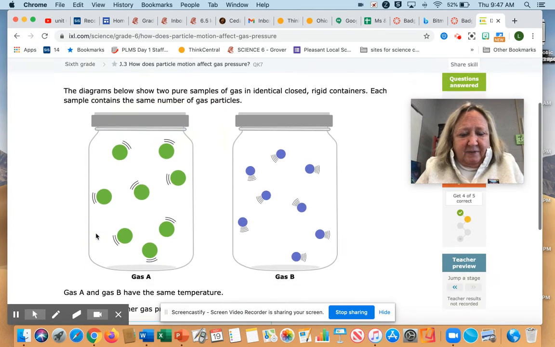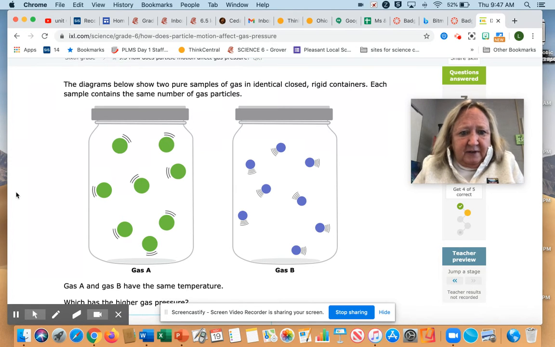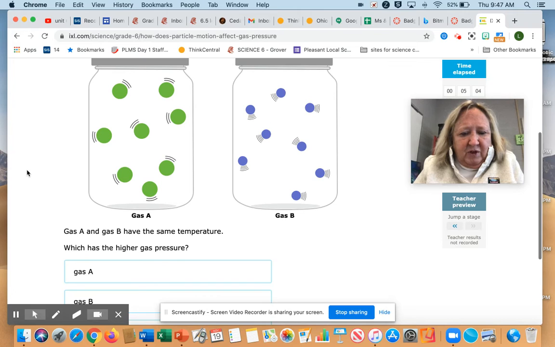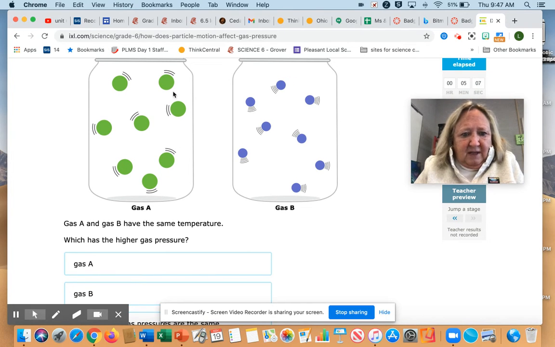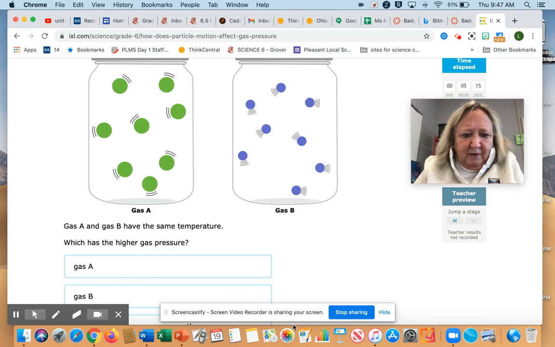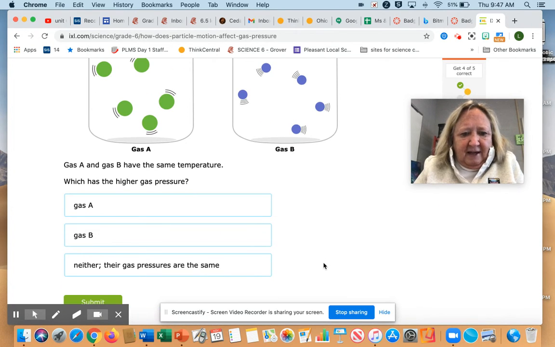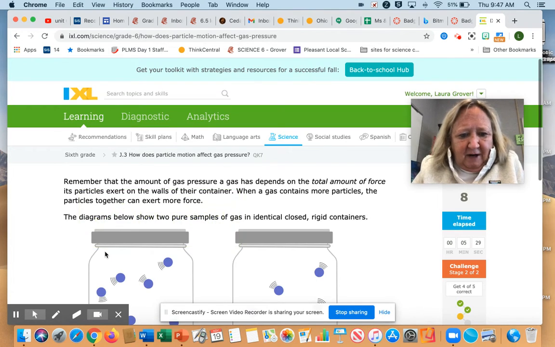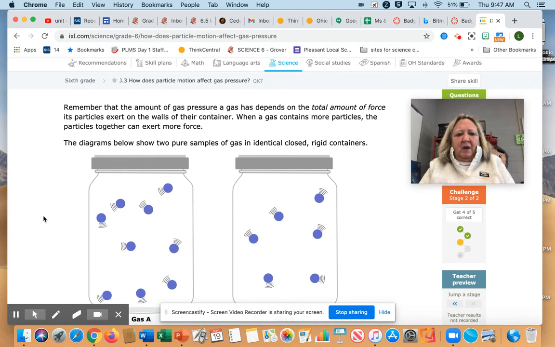All right. Okay, again, we have our containers, same number of gas particles. They have the same temperature. Okay, which has the higher pressure? These appear to have a bigger mass, but these appear to have more kinetic energy, but it says they have the same temperature. Which has the higher gas pressure? They have the same temperature. Again, a tough one. What do you guys think? But I'm going with the pressures are the same. All right. Couple more.